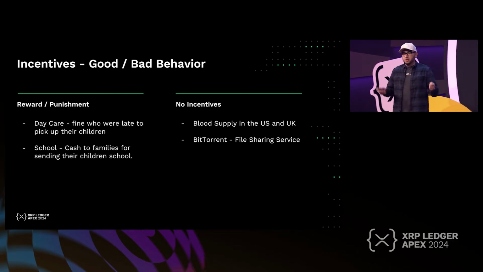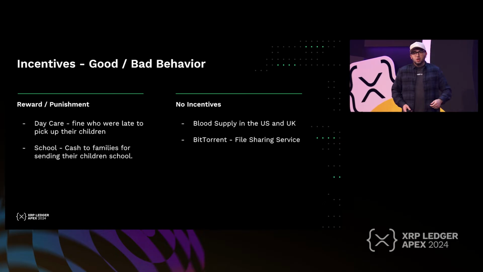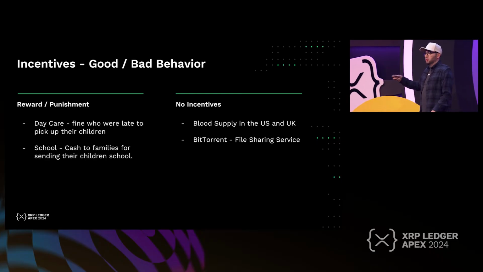So I have a couple of examples here. We're going to look at good behavior, bad behavior, and some of the research that was done. We're going to look at reward and punishment, and also systems with no incentive.